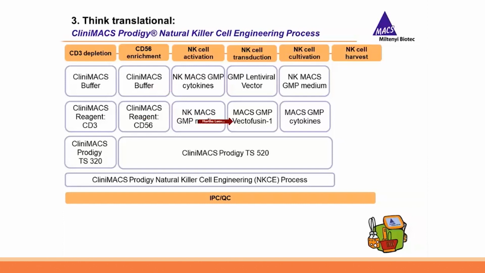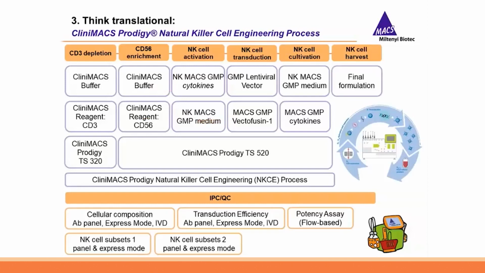After that, you can harvest in your final formulation, and we are also developing all the tools for your IPC-QC. So, to find out if there are any contaminants, how efficient your transduction was, how good your cells are, and also some panels for research. Everything using our MACSQuant, and also automating this into MACS Express modes.